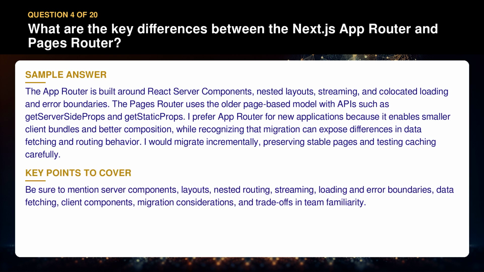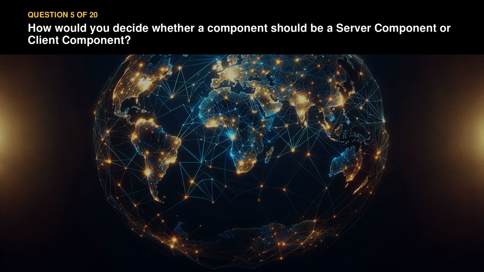Be sure to mention server components, layouts, nested routing, streaming, loading and error boundaries, data fetching, client components, migration considerations, and trade-offs in team familiarity. Question 5. How would you decide whether a component should be a server component or client component?